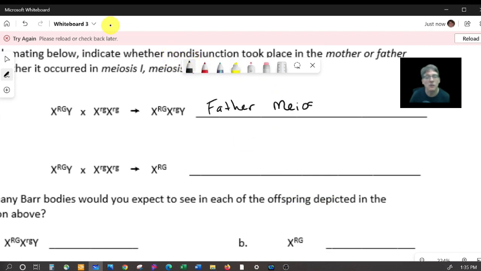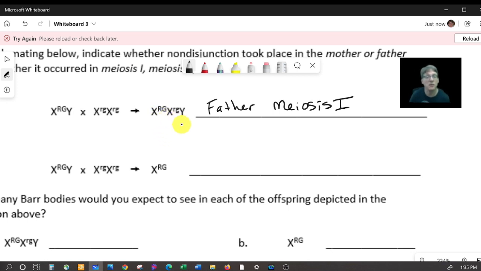Now, so this must be meiosis 1. And the key to this is recognizing that when you have non-disjunction in meiosis 1, the 2 chromosomes that you have from that single parent are different chromosomes. Okay, contrasting with meiosis 2, they would be identical.